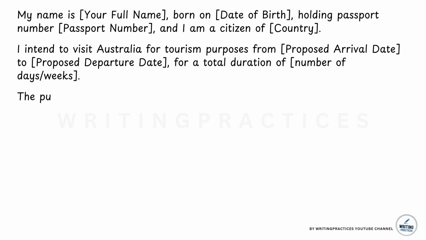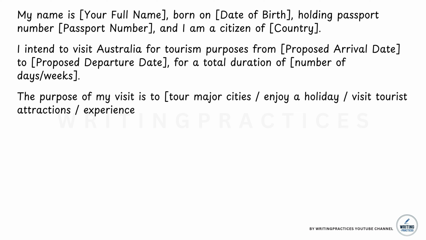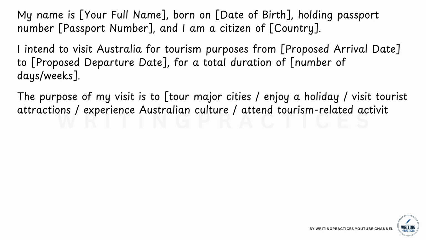Fourth paragraph. Purpose of visit. Explain why you want to visit Australia. Example: The purpose of my visit is to enjoy a holiday, visit tourist attractions, and experience Australian culture. This paragraph explains the genuine reason for your travel. Immigration officers use this to assess whether your visit aligns with tourist visa conditions. Be specific and realistic about your purpose.